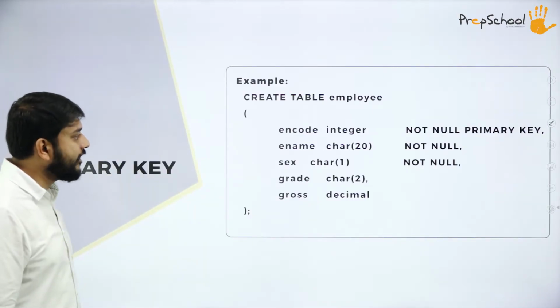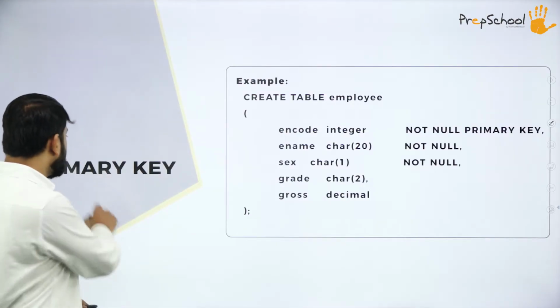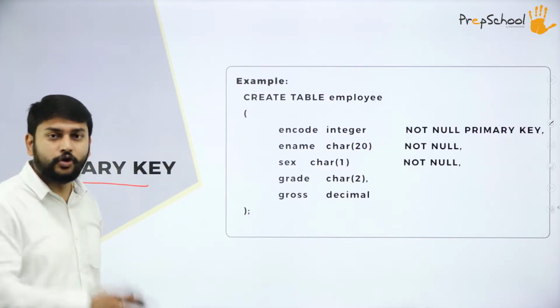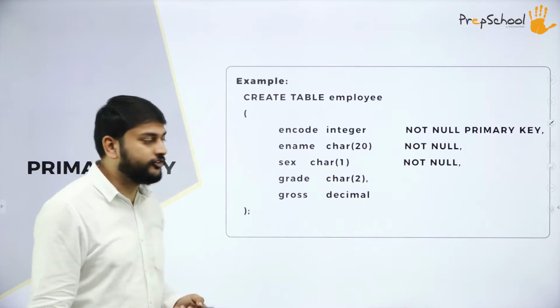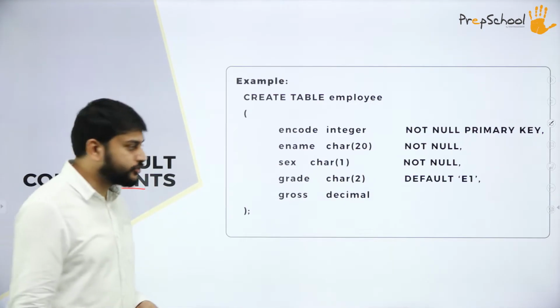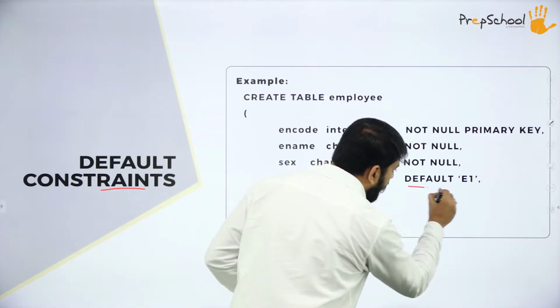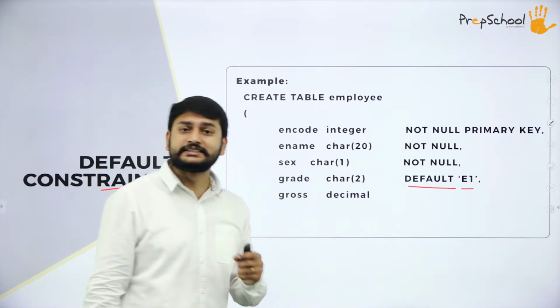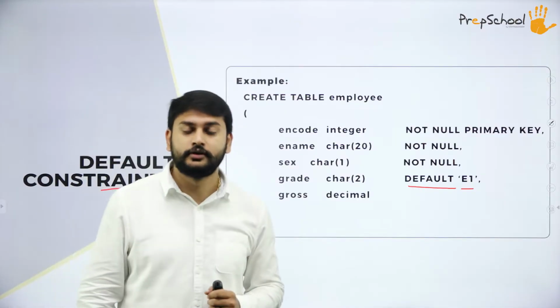What is the next one that I have? Again, I have primary key constraint that I have already explained to all of you in the previous slide itself. So moving on, default constraint. So please observe, default E1. What is the meaning of default E1?